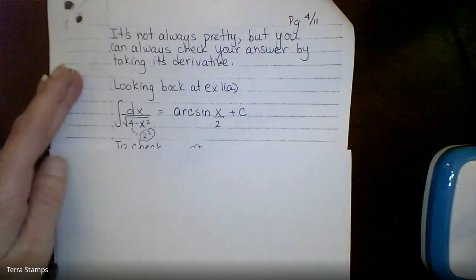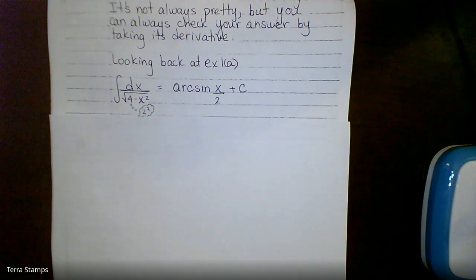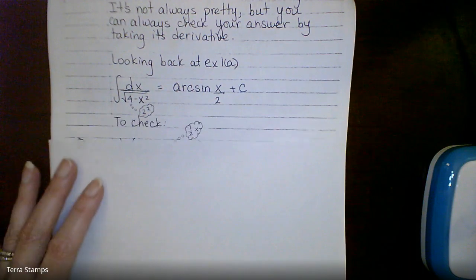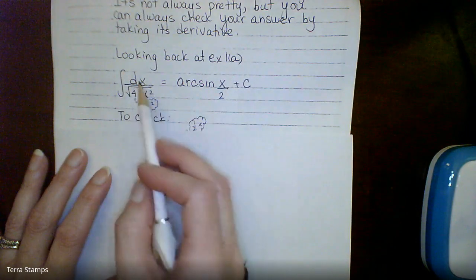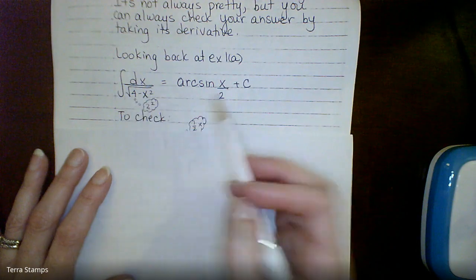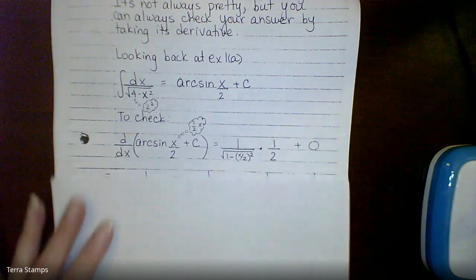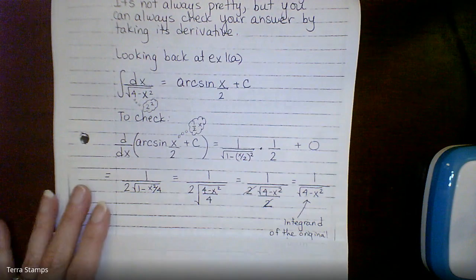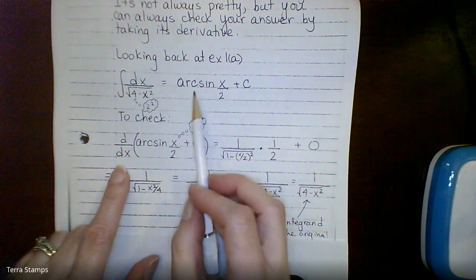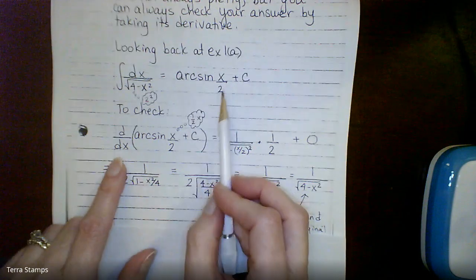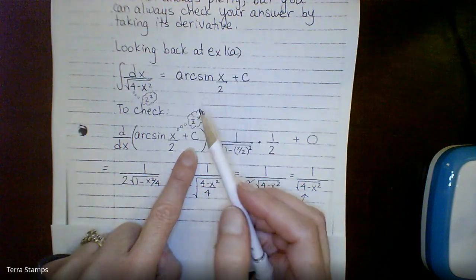Now, it's not always pretty, but you can always check your answers by taking the derivative. So, looking back at example 1a here, I integrated dx over the square root of 4 minus x squared. I got arc sine of x over 2 plus c. So if you wanted to go through and just check your work, you can take the derivative of this arc sine of x over 2 plus c.